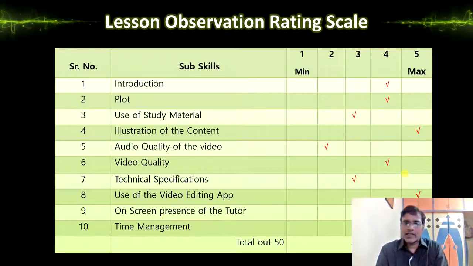This is the observation rating scale of the lesson. This will help teacher educators evaluate this particular micro teaching skill, and it will also help a student teacher understand what and how the lesson will be more effective. These are 10 sub skills that I have drawn out. You can modify them, you can add to them, you can change them. The 10 red marks are showing the marks, the rating, given by the teacher educators. I have made this one just for understanding. Now I will explain the sub skills one by one, what each actually means and how we can give marks.